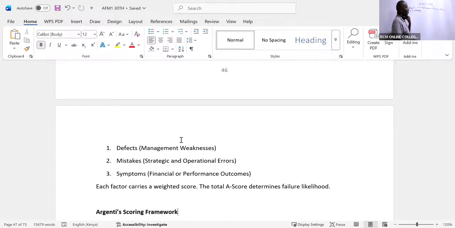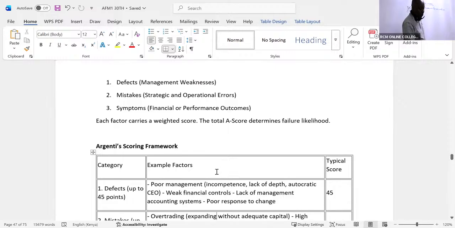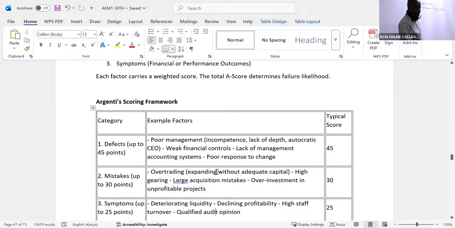And then, of course, once these mistakes happen, we shall be able to see symptoms. And then lastly, we have the failure of the company. So defects, management weaknesses, mistakes, strategic and operational errors, symptoms, financial or bad performance outcomes. You can see the scoring of Argenti's A-score. You can see under defects, up to 45 points.